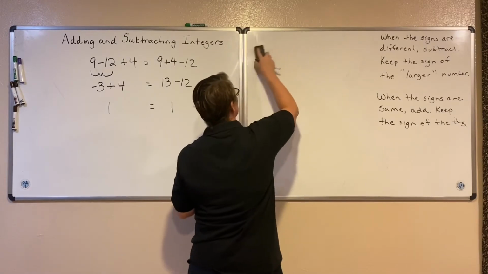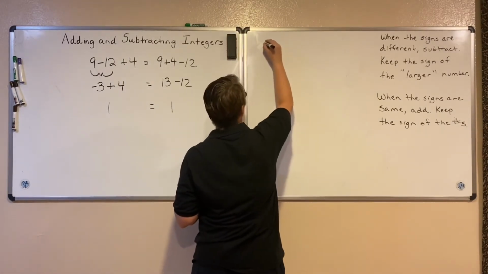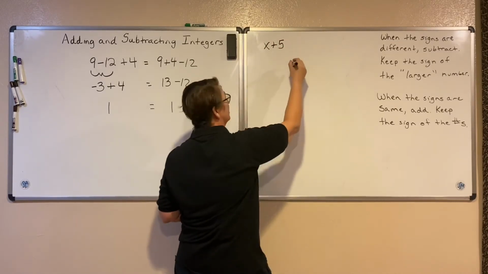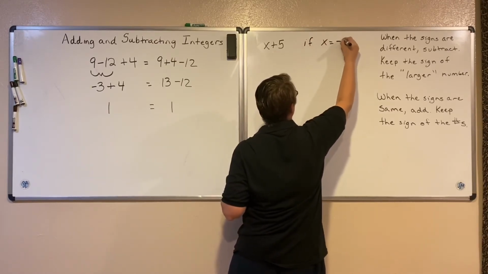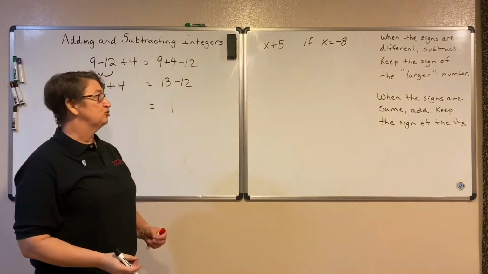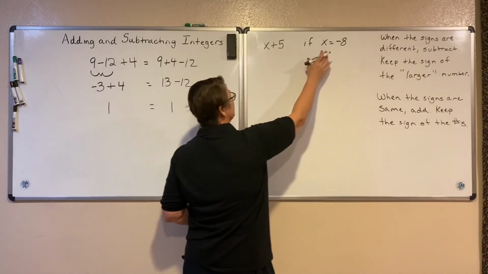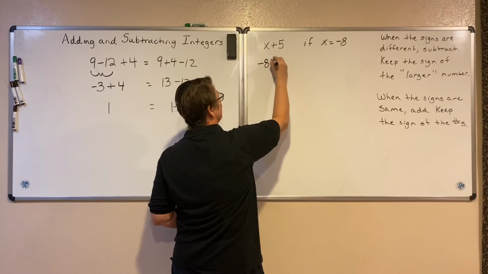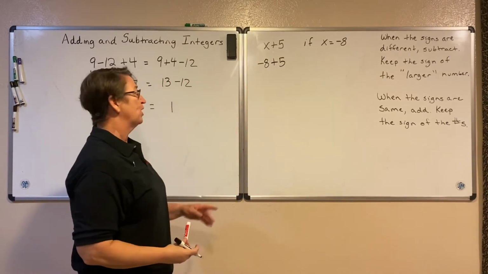So I'm going to add a variable into the mix. Let's say I have something like x plus 5, and I want to simplify that if x equals negative 8. So all I'm going to do is substitute for x, that negative 8. Since x is equal to negative 8, I'm just going to replace the x with negative 8. And now I can simplify this expression.